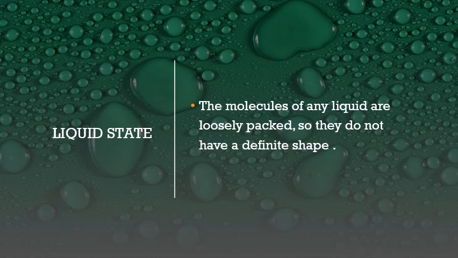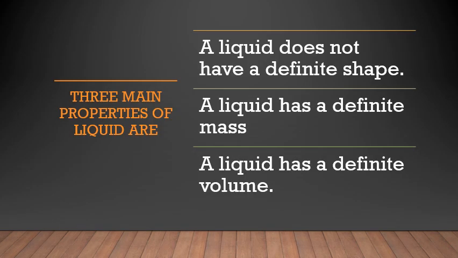Next is the liquid state. Liquid state means the molecules of any liquid are loosely packed, so they do not have a definite shape. They don't have a particular shape. So the three main properties of a liquid are: a liquid does not have a definite shape, it does not have a definite mass, it does not have a definite volume. These are the three main properties of liquid.